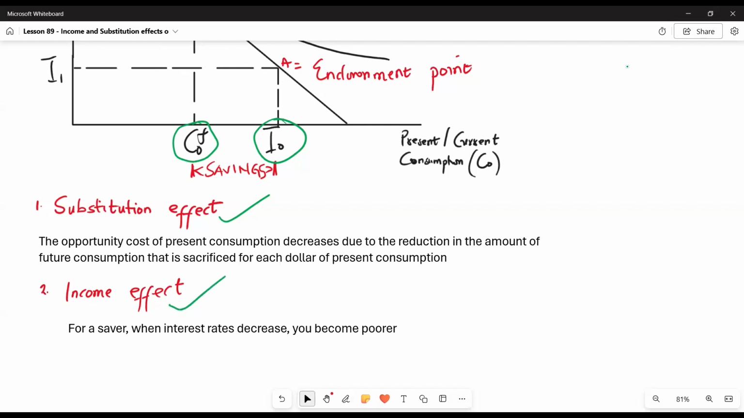The next thing is an income effect. So for income effect, if you are a saver, when interest rate decreases, you become poorer because the people whom you lend pay you less money. So because present consumption is a normal good, this decrease in your income tends to lower present consumption and therefore increase savings. Because the income and substitution effect for a saver work in opposite direction, the net effect is ambiguous. The net outcome therefore depends on whether the substitution effect is bigger or whether the income effect is bigger.